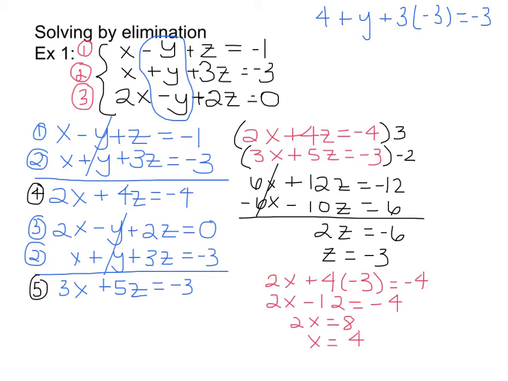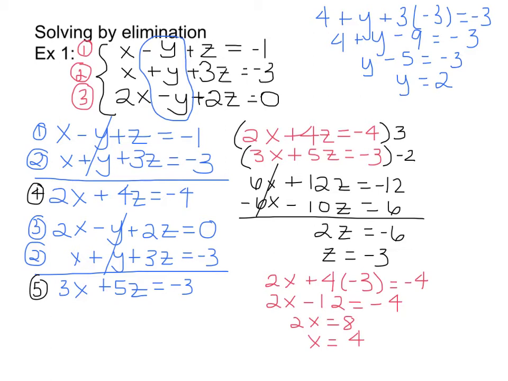Okay, so 3 times -3 gives me -9. Combine like terms, -9 plus 4 gives me -5. And then I add 5 to -3, and that gives me +2. So I now know that x is 4, y is 2, z is -3.